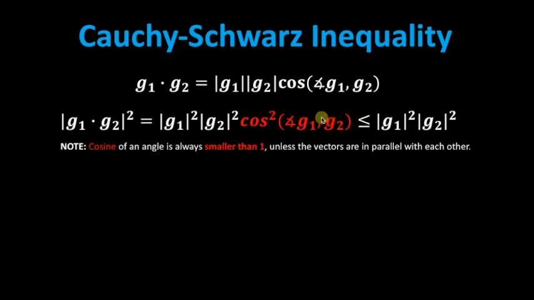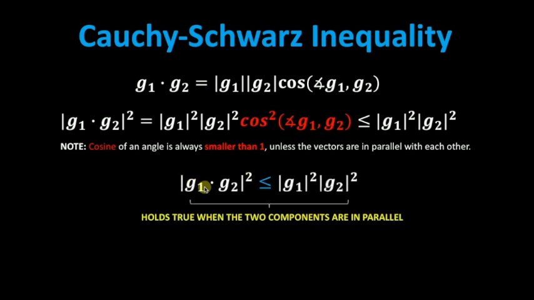Now, this is because the cosine of an angle is always smaller than 1, unless the vectors are parallel with each other. If the vectors are parallel with each other, then you're going to have the maximum value of the cosine of a given angle. Now, this inequality is what we call the Cauchy-Schwarz inequality. This is just one form of the Cauchy-Schwarz inequality. There are also other forms of this one, but this notation is somewhat easier to understand, so I just represented it this way.